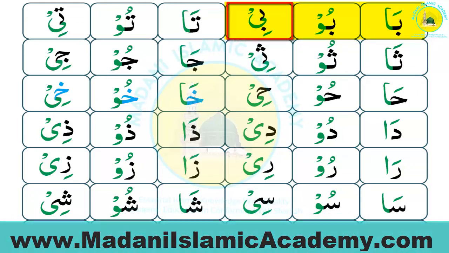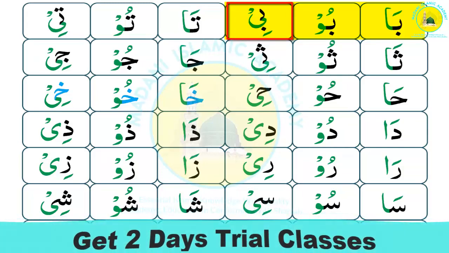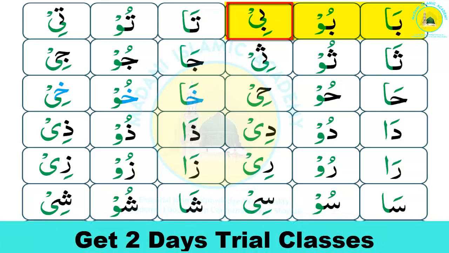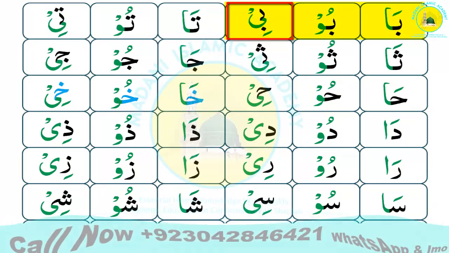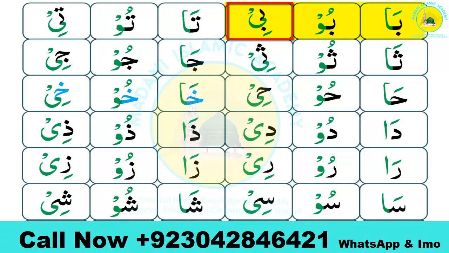Ba, ya, zir, bi. So can you see the ya is sakin and the letter before it has got a zir? So this ya we're going to call it a ya madda. So you need to stretch the ya madda. Instead of b, we're going to read it as b. We're going to stretch it double.